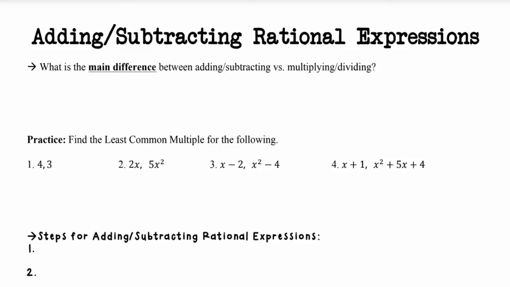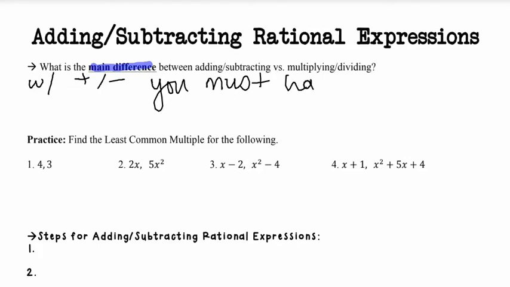Today we're going to talk about how to add and subtract rational expressions. So the main difference between adding and subtracting versus multiplying and dividing is that with adding and subtracting, you have to find a common denominator. So you must have a common denominator.